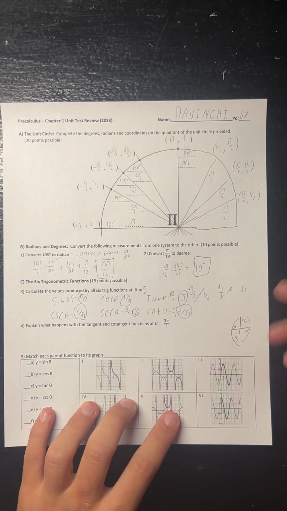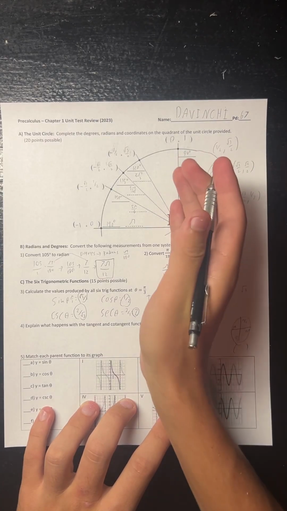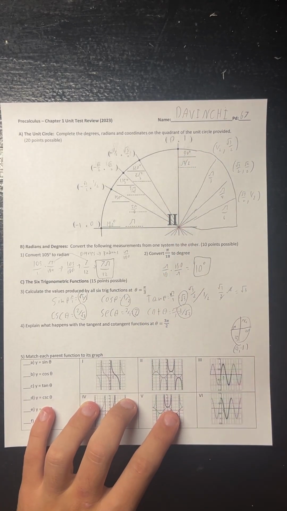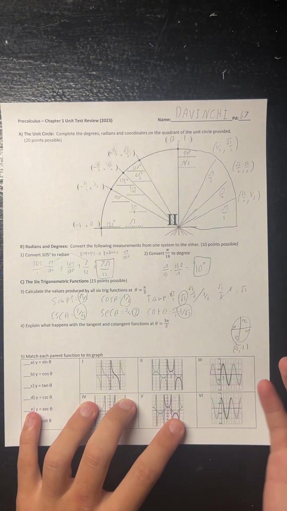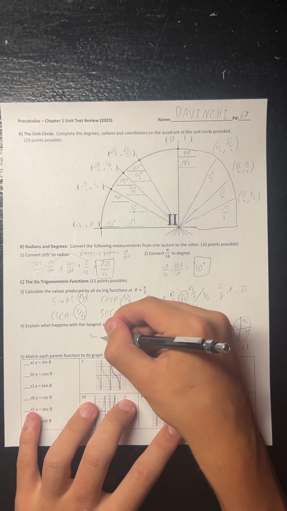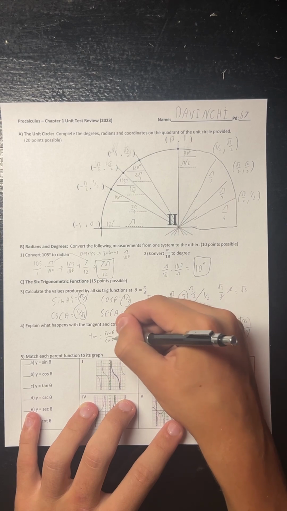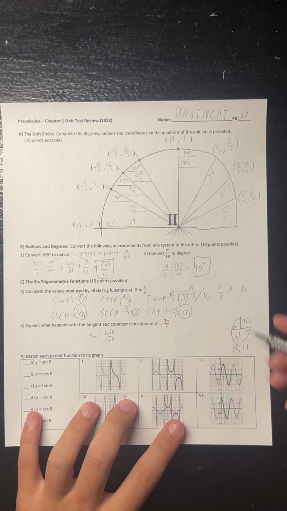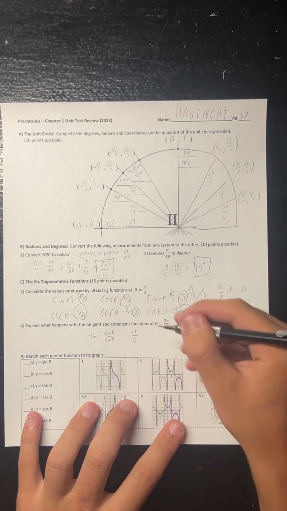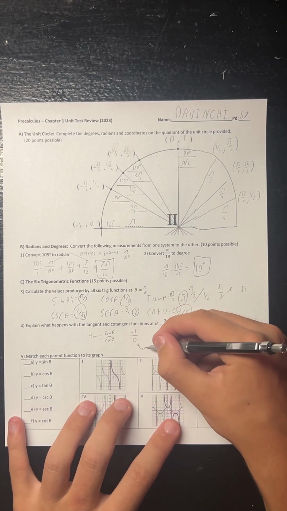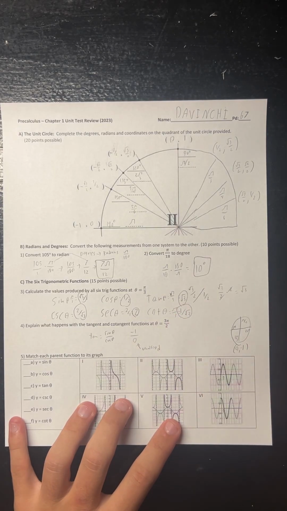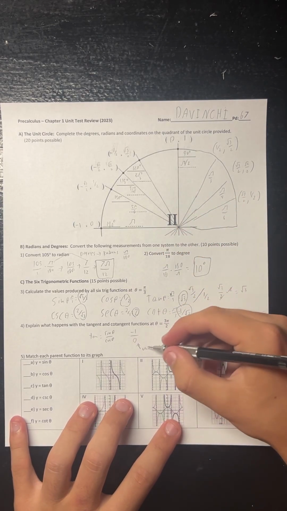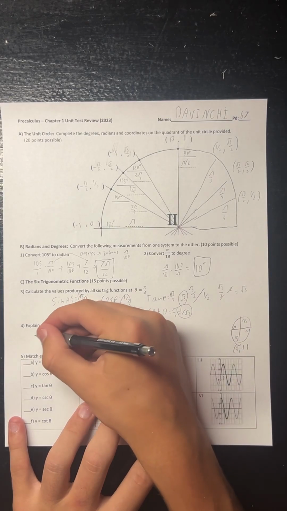So tangent is sine over cosine, right? The coordinates for this would be 0, -1. So tan equals sine theta over cosine theta. The sine is -1 and cosine is 0. Well, this is a divide by 0 error, so this is undefined. So what happens when the tangent function is at 3 pi over 2? It is undefined.